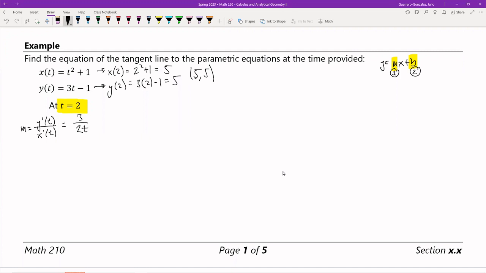Now my m, at t equal 2, we just get to plug it in here, right? So it's going to be 3 over 2 times 2, which is 4. So the slope, this is going to be my m. My slope is going to be 3 over 4.